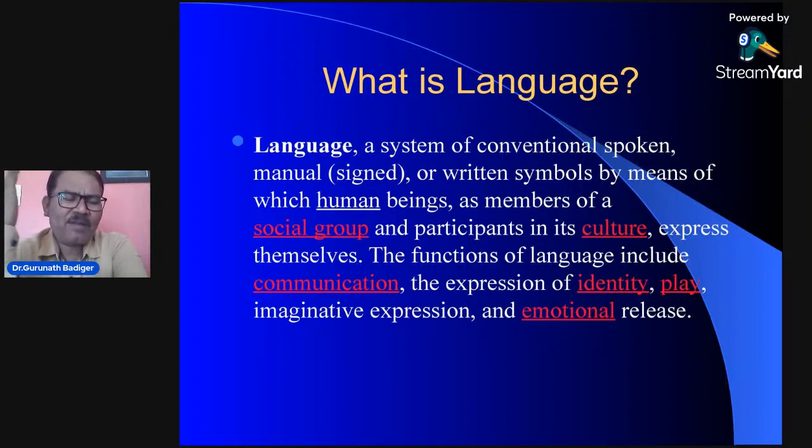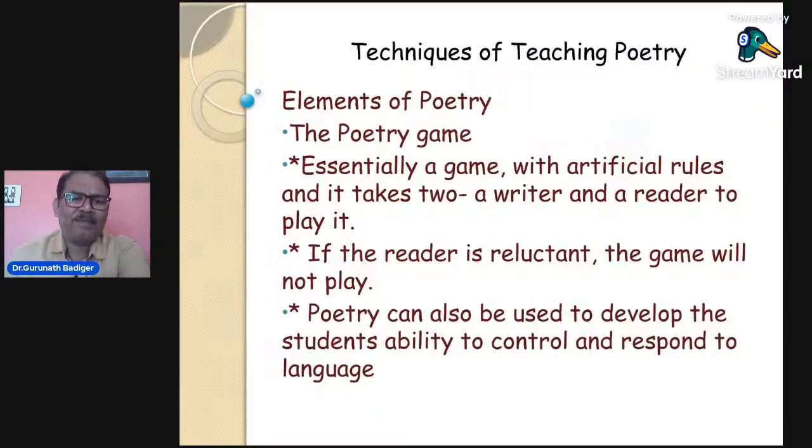The functions of language include communication. Communication is the major function of language. The expression of identity, play, imaginative expression, and emotional release. So, why language is used today is given here.